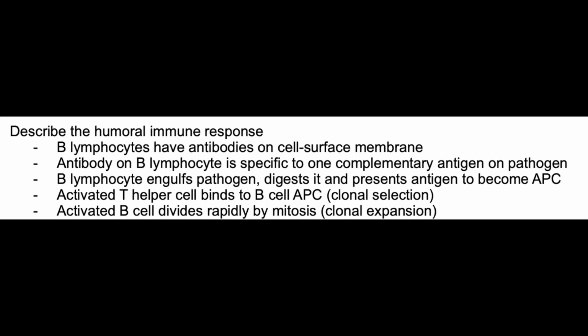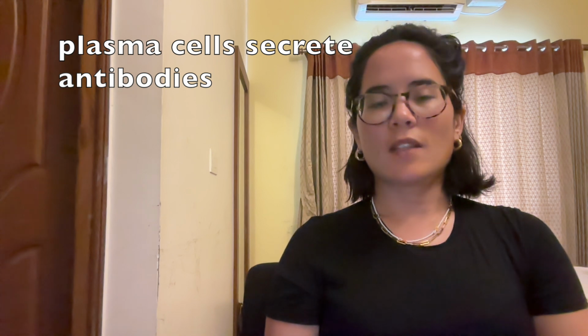The B lymphocyte is able to engulf and digest the pathogen, and then it's able to present the antigen to again become an APC, an antigen-presenting cell. An activated T helper cell can then bind to that B cell APC, which is known as clonal selection, and then it undergoes mitosis to produce many more copies, known as clonal expansion. A type of B cell known as plasma cells are responsible for secreting antibodies. And then B memory cells are important because they provide, in effect, a memory which enables a much faster response upon re-entry of that pathogen.